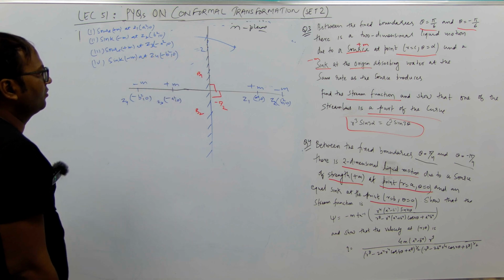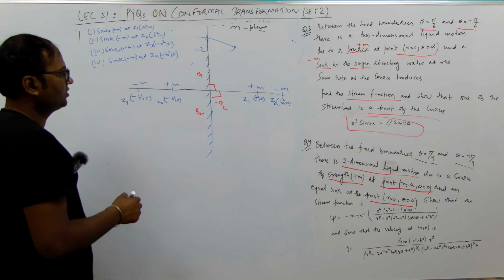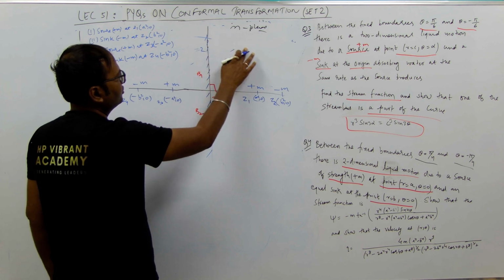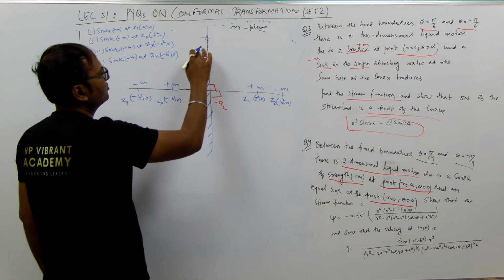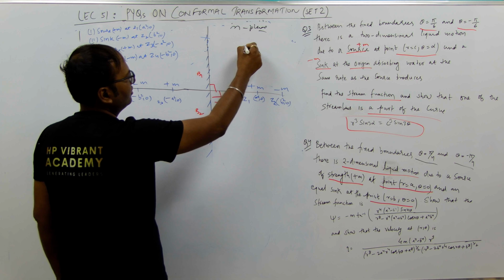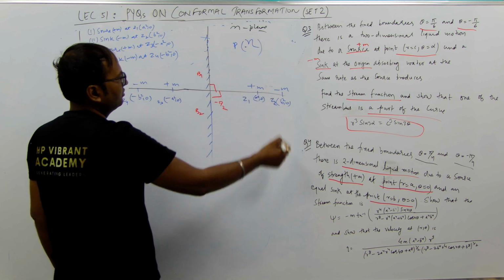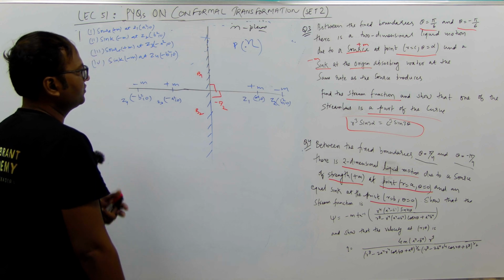Is it understood? So let us write down the complex potential for the whole system of these sources, sinks and their corresponding images. So let us find the complex potential at point P.